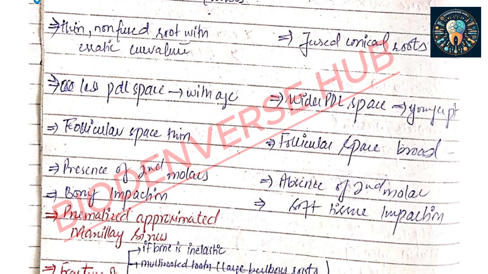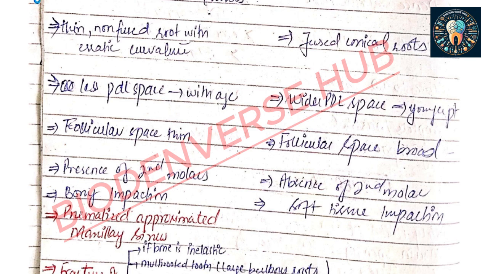But if there is a wider periodontal space, as in the younger patient, it will again be easier to remove the impacted tooth, because you can easily engage your elevators in that space and break the periodontal fibers, and the tooth can be easily luxated. After that, the follicular space, which we have also studied in the mandibular third molar: if it is less, then again it is difficult to remove the tooth. If it is more, then it is easier to remove, because the follicular space basically governs your difficulty, and whether it is difficult or easier will depend upon the follicular space.